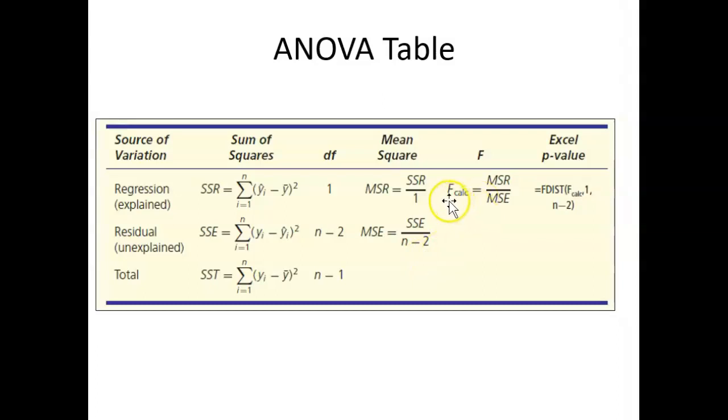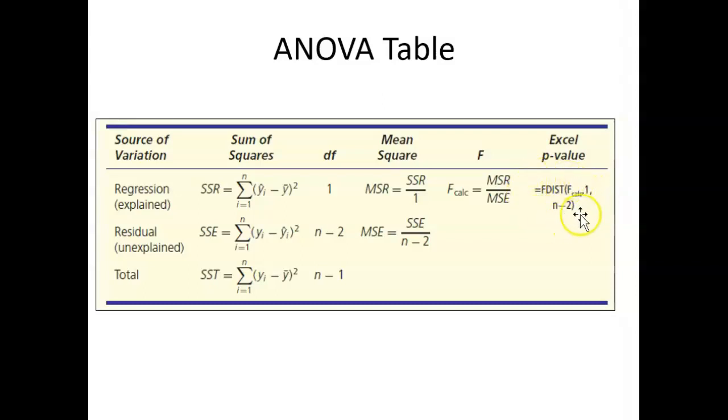And then the F statistic is called F calc in the textbook, and that's MSR divided by MSE. Okay, and Excel is going to produce for us not the critical value for F. Okay, we still have to look that up, or we can find it using an Excel formula, but we're probably just going to stick with the p-value that Excel is going to produce for us.